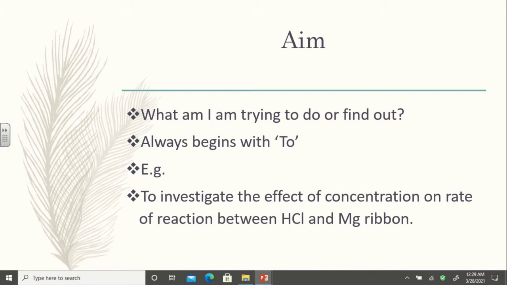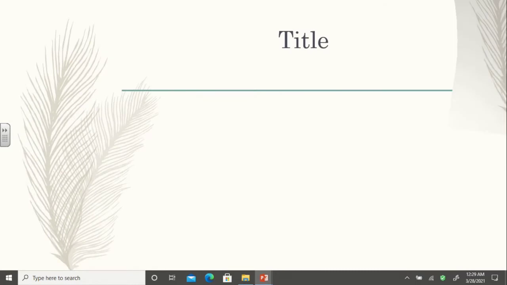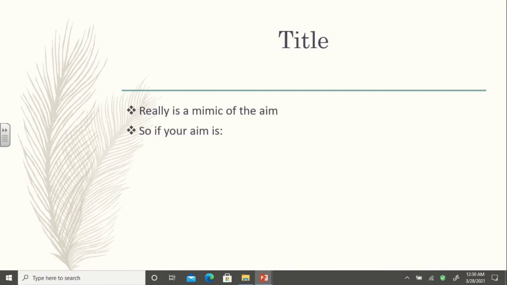Right? So you have to have an aim when you are doing your labs. Remember now, the purpose of this video is just to help those students who are not sure what they should have in their lab when they're writing up their report so that they can maximize their marks. And these are the things that you need to have. So after your aim, you have your title. And of course, for you to get your title, really, all you're going to be doing is a mimic of the aim.